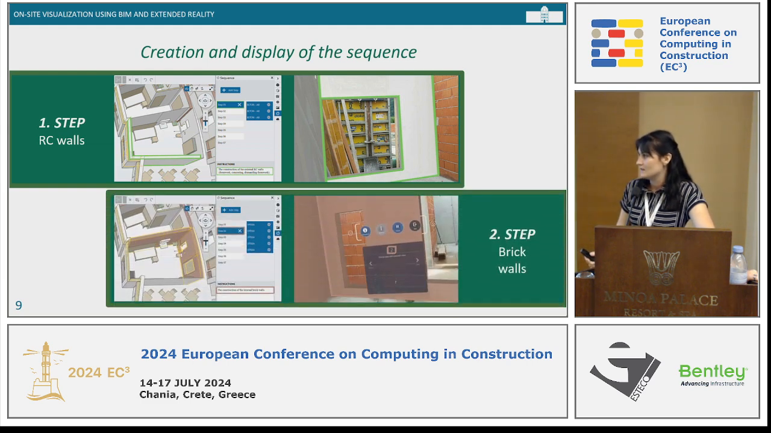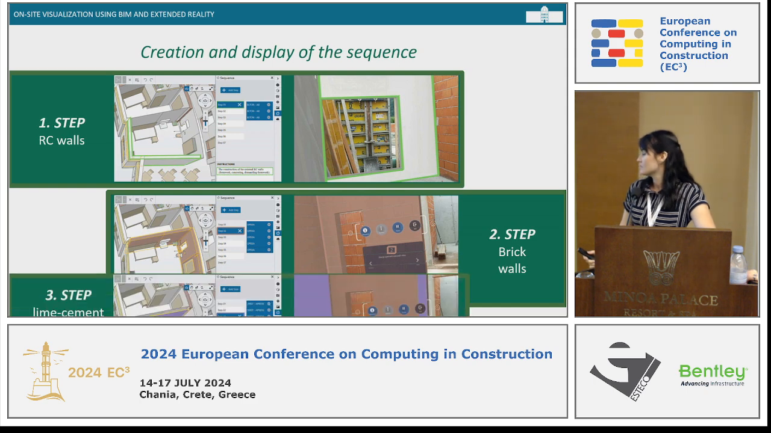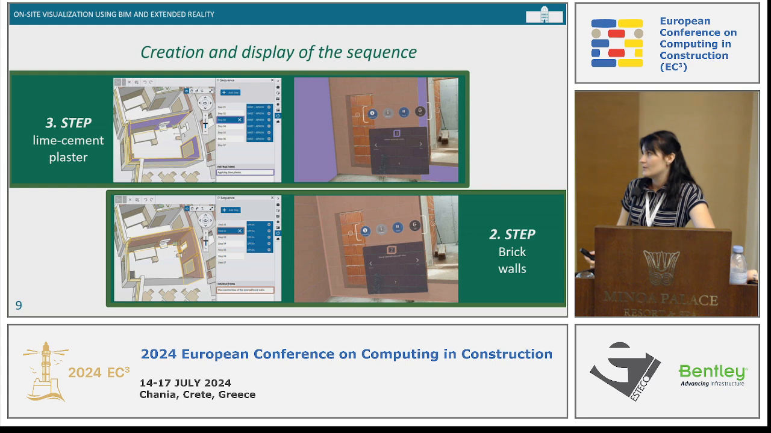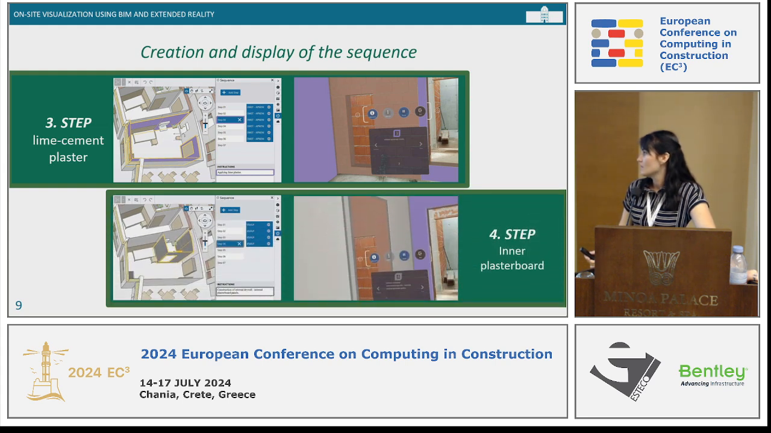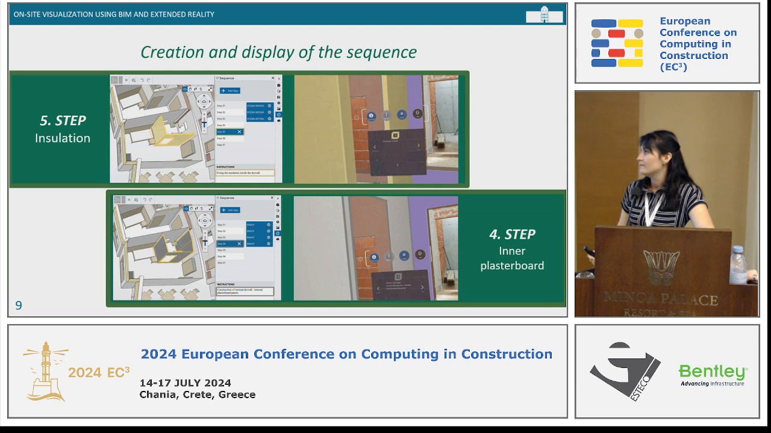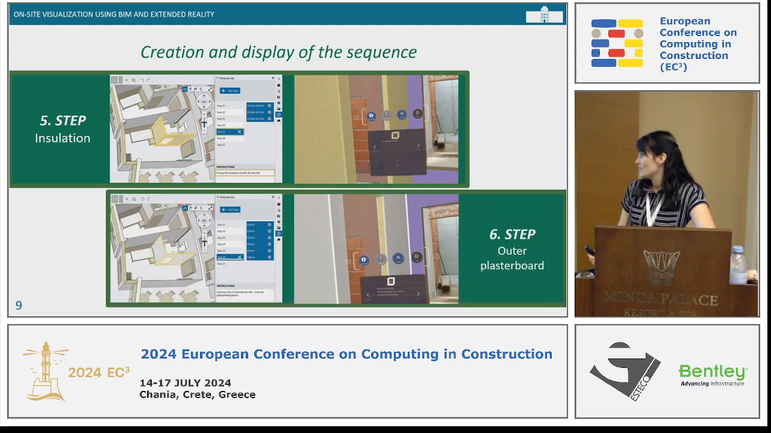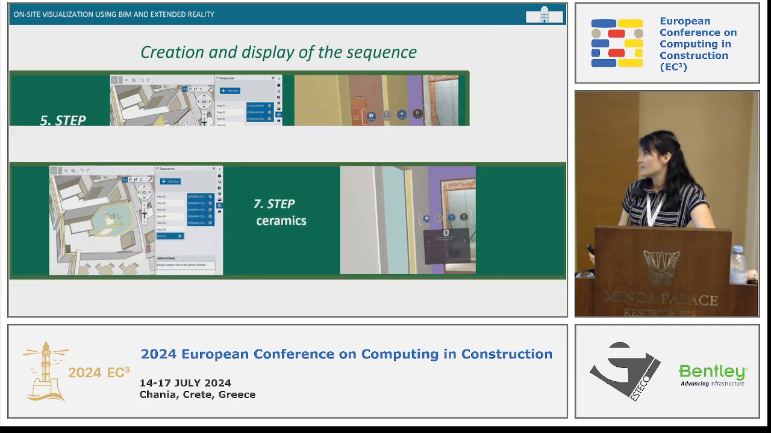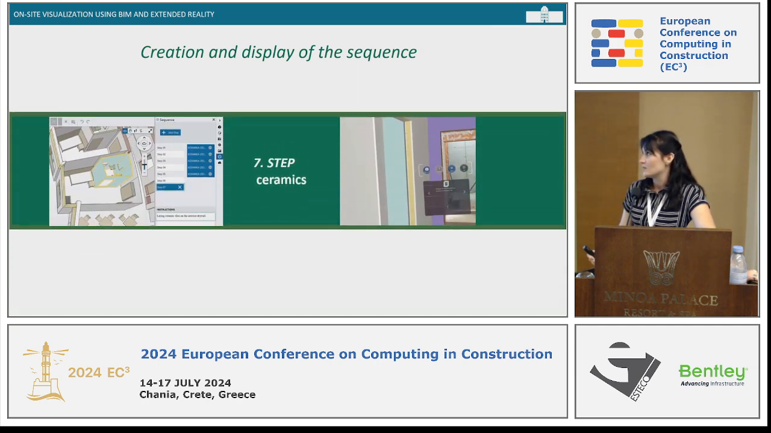Then the second step was the internal brick walls. The third step was the plaster. Fourth step was inner plasterboard. That was the first step of the drywall. The fifth step was insulation inside. Sixth step was outer plasterboard. And the seventh step was ceramics.